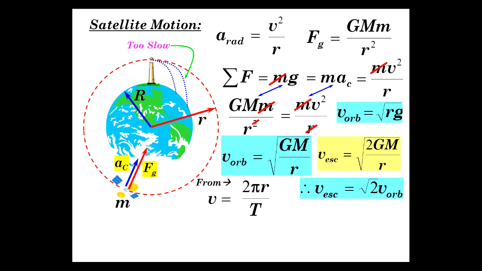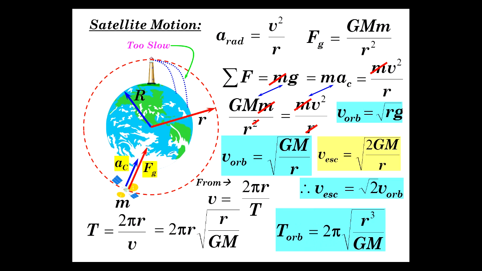Now let's recognize that speed is distance over time. The distance around the circle is 2 pi r, over the period. Solving for period, we have 2 pi r over v. So that's 2 pi r times 1 over v, and 1 over v is the square root of r over GM. Now I'm going to put this r back inside the root because I don't like an r dangling out there. So we have the orbital period, 2 pi times the square root of r cubed over GM.